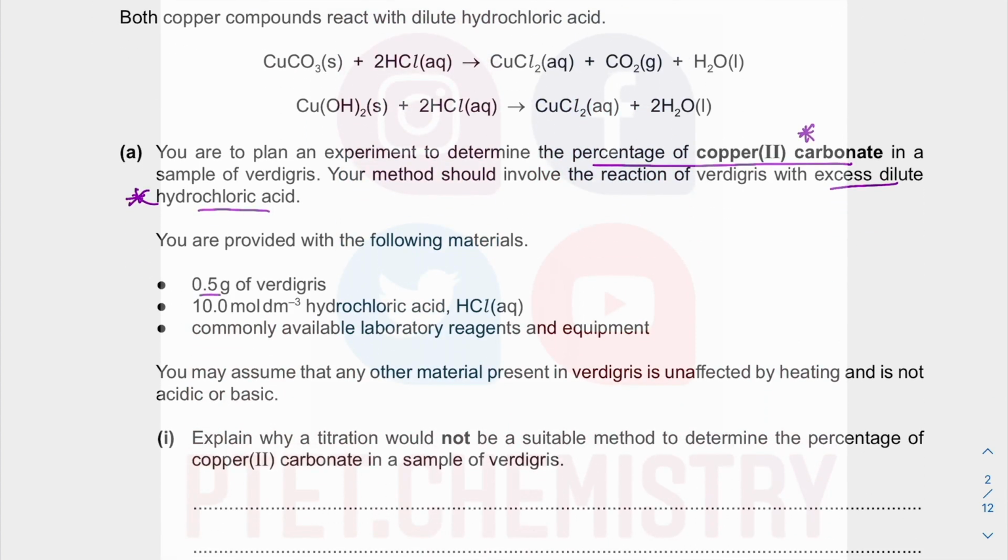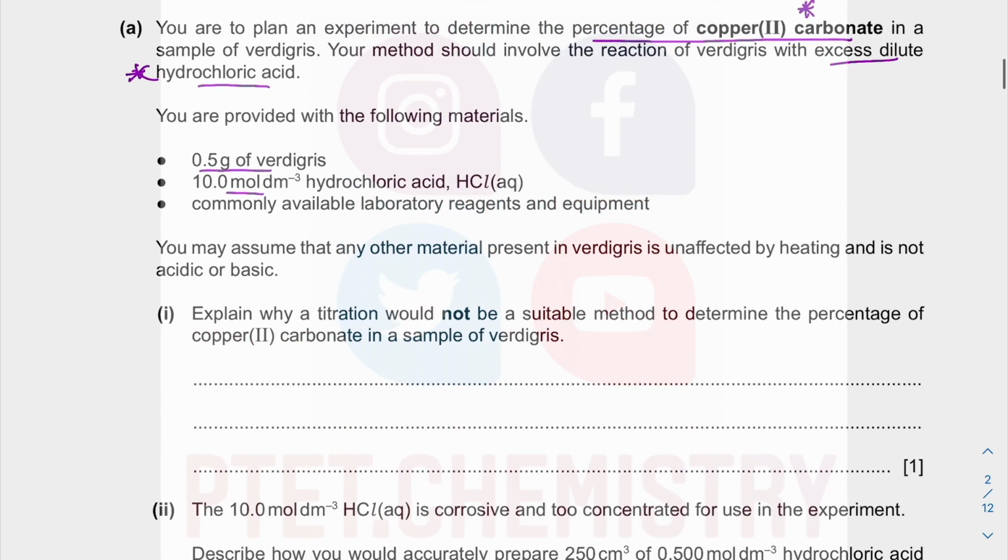So this is what we have. We started with 0.5 gram of verdigris. We have that 10 mole per dm cube HCl. That is not super concentrated, as concentrated acid is around 18-20 mole per dm cube. But 10 mole per dm cube is still a lot more concentrated than the one you usually use for qualitative analysis, which is around 1 mole per dm cube or 2 mole per dm cube. You have commonly available laboratory reagents and equipment as well. We are going to assume that verdigris is unaffected by heating, just in case we need to heat it. It is not acidic or basic.